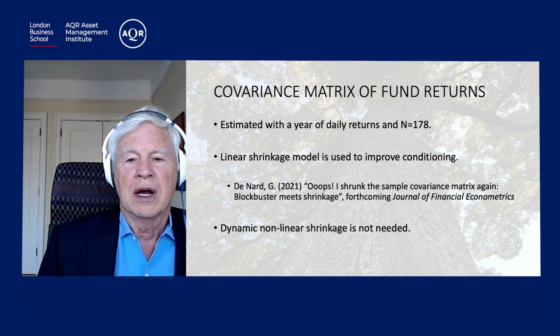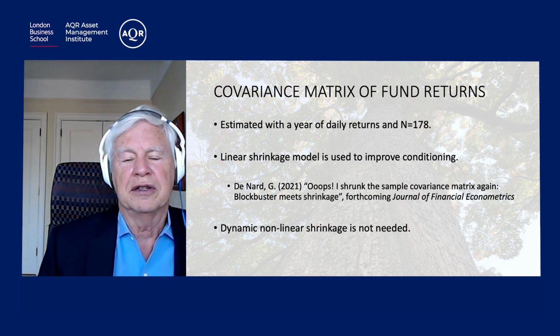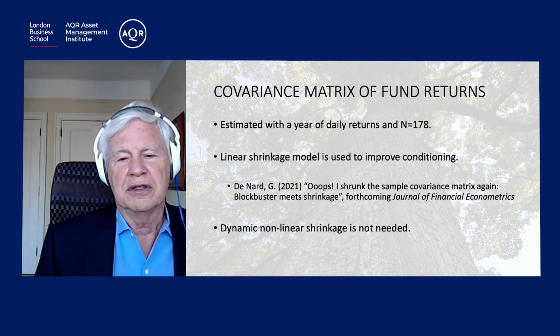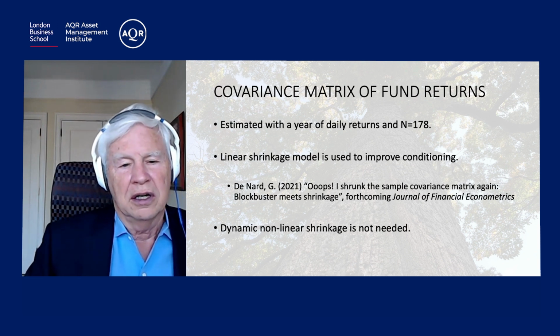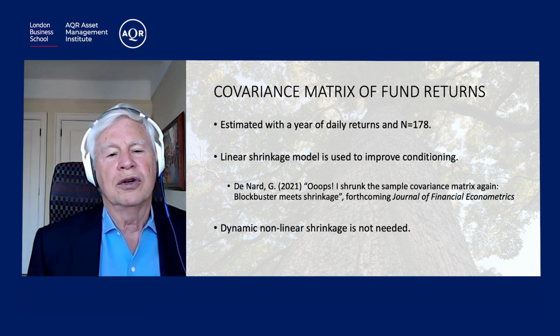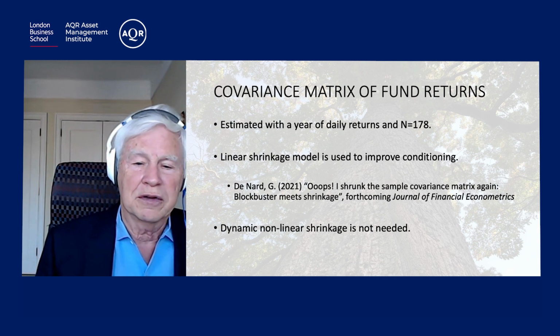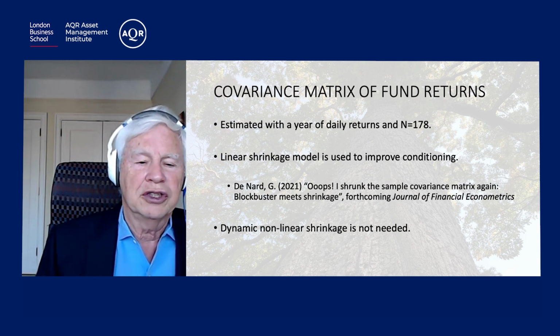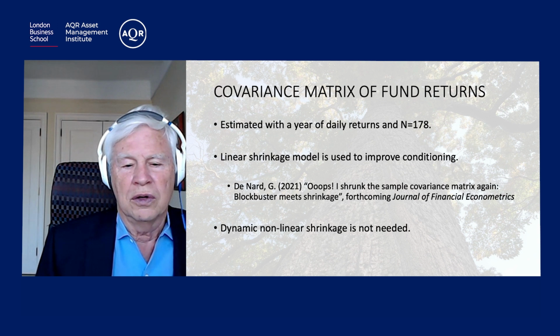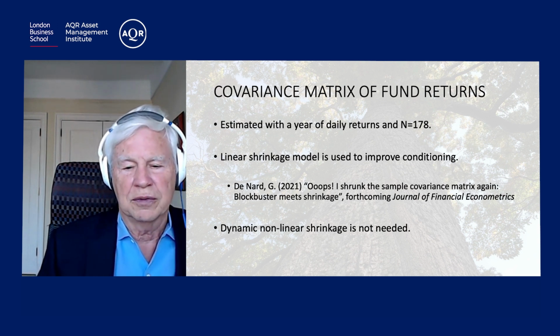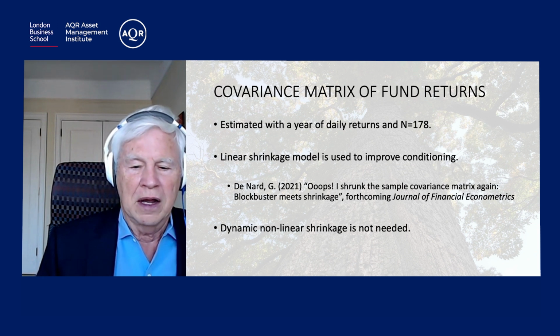So there is a statistical issue in how you form a covariance matrix with 178 assets using a short time period of data. And the answer is, well, you have to shrink it, and you have to shrink it a lot. And Gianluca has a new paper on a new type of shrinkage, which is applied in this case.